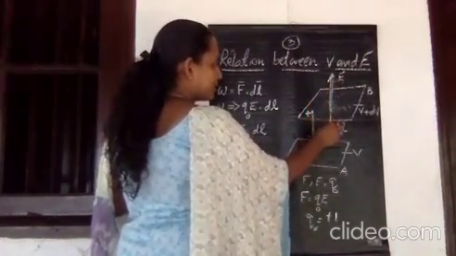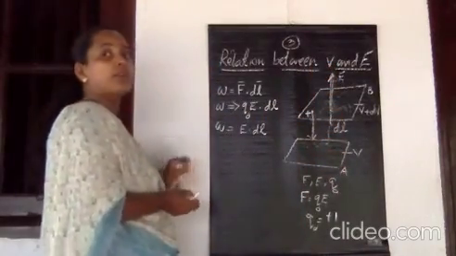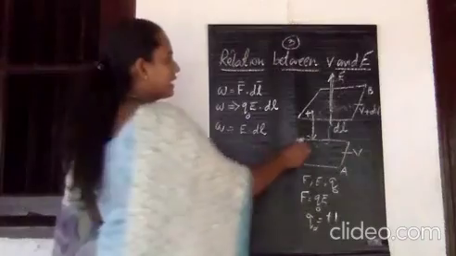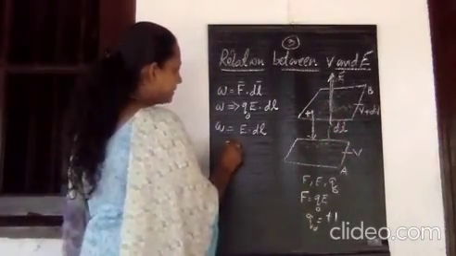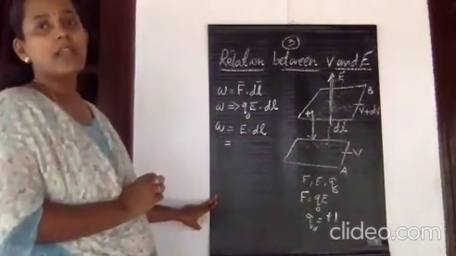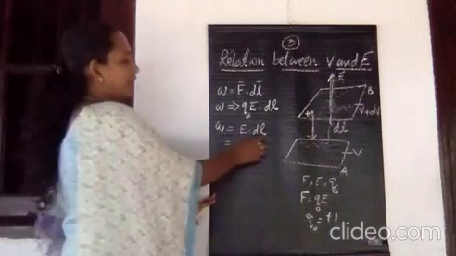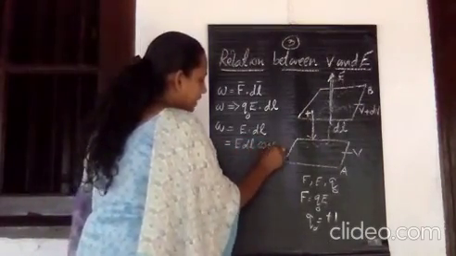But the electric field is acting in this direction and the charge is moving along this direction, which means the direction of the displacement is downward, and the electric field is acting in the upward direction. Therefore, the angle between E and dl is theta equal to 180 degrees. So E dot dl, what is A dot B? A dot B is AB cos theta. So E dot dl is E dl cos theta itself.